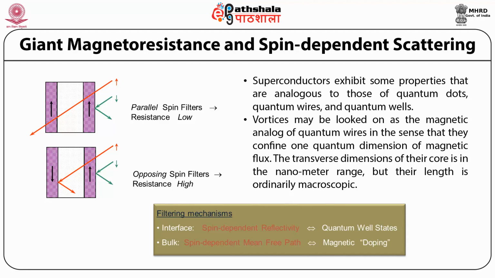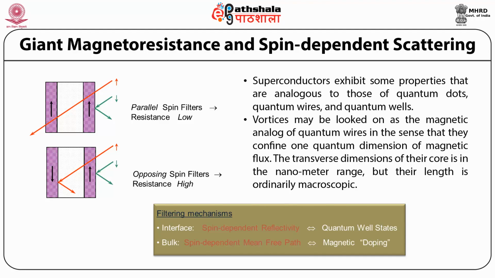The overall resistance is relatively low for parallel alignment and relatively high for anti-parallel alignment. The magnetization direction can be controlled, for example, by applying an external magnetic field.